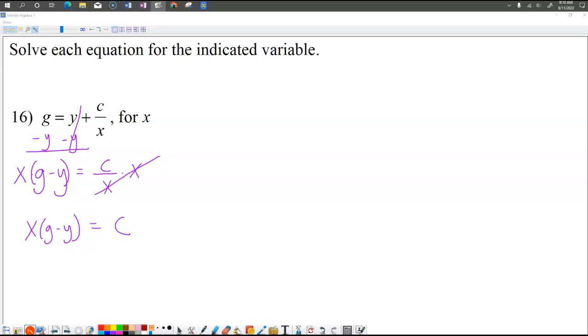Now what I want to do is get x by itself. So x is being multiplied by this entire set here in parentheses, right? So the opposite of multiplication would be division. So I divide both sides by g minus y. And that's that.